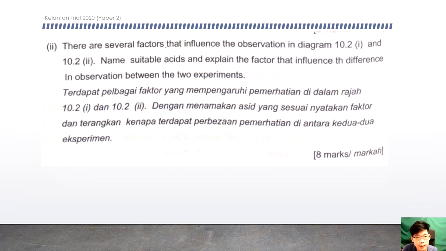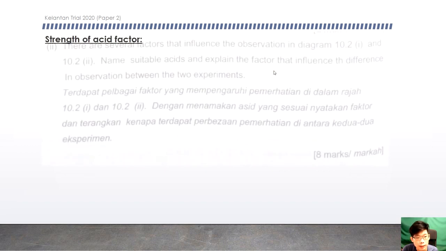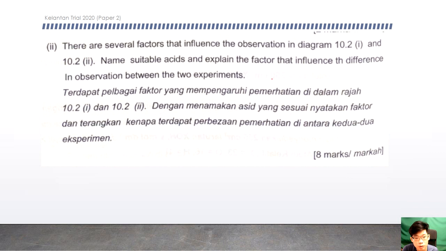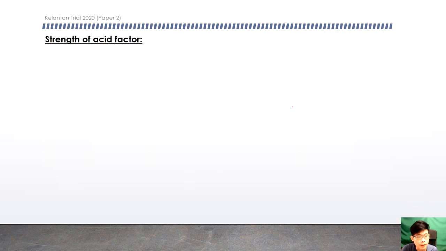So there are several factors that influence the observation in the diagrams. So name the suitable acid and explain the factor that influences the difference in the observation between the two experiments. Okay, actually here we have two possibilities. Number one is the concentration of the acid. Number two is the strength of the acid. So in order to make it easier for ourselves, I will suggest you use the strength of the acid to explain the answer. Okay, so suggested answer, I will use the strength of the acid factor.